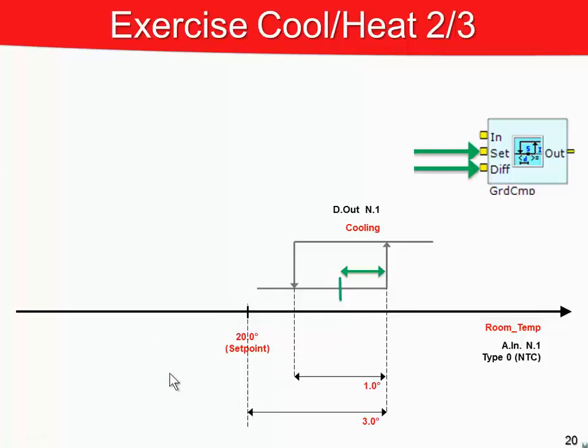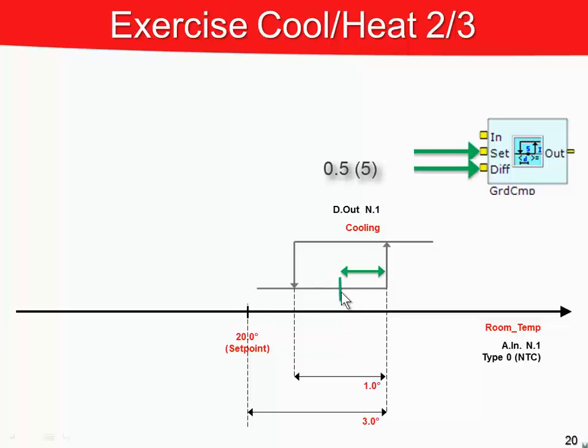Let's make an example. In case the set point is 20 degrees, it doesn't matter what the set point is, but this value is the half of 1 degree, that is 0.5. So once the strategy is done, we expect that this diff pin receives the value 0.5, or 5 if we express it as an integer.